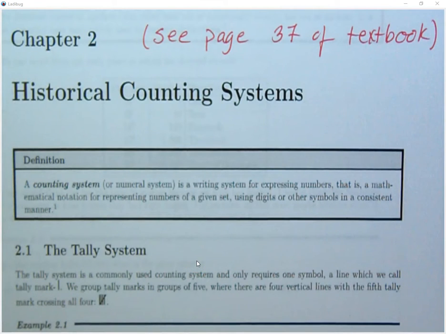Hi everyone, today we're going to look at page 17 of your workbook, chapter 2, Historical Counting Systems. In your textbook, this is page 37, and I really encourage you to read through that in detail. There's actually quite a bit that's covered in there that we won't necessarily get a chance to do all the examples of in the workbook.